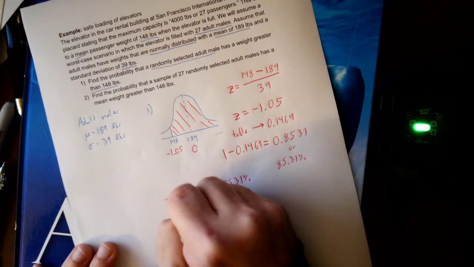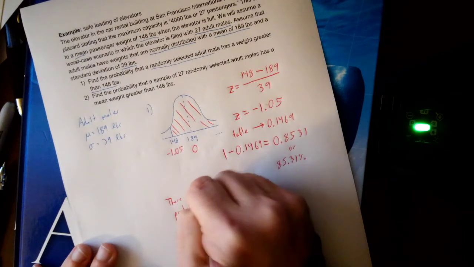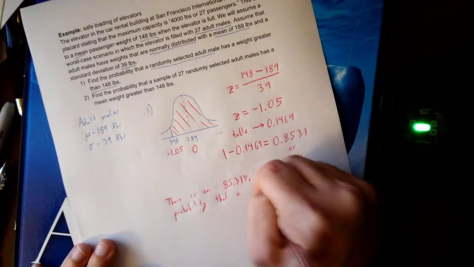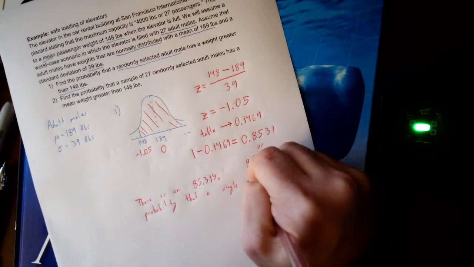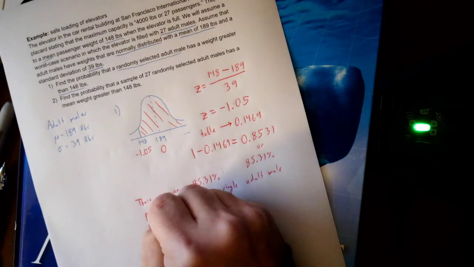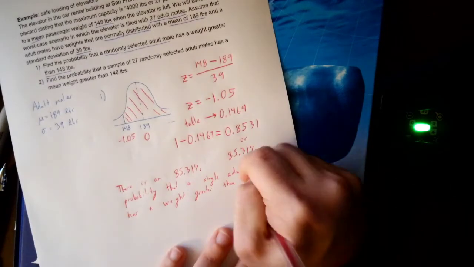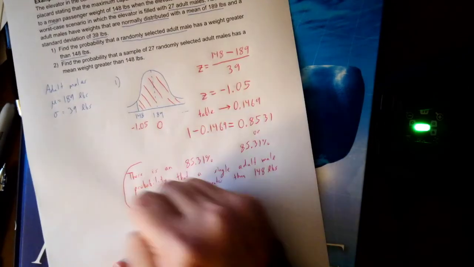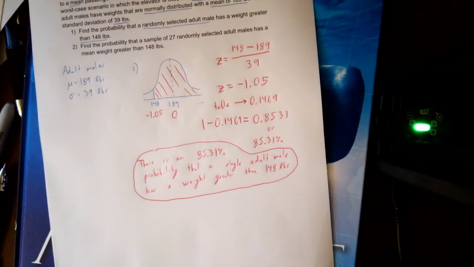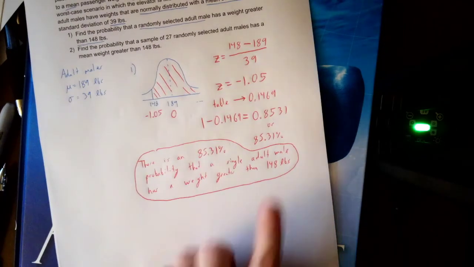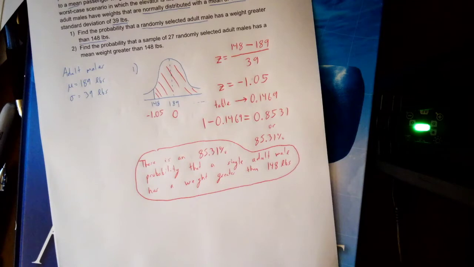So what this first part tells me is there is an 85.31% probability that a single adult male has a weight greater than 148 pounds. That is the answer to the first part, right? Find the probability a randomly selected adult male has a weight greater than 148 pounds. There's an 85.31% probability that a single adult male has a weight greater than 148 pounds. That makes sense, right? The average is 189. You'd expect it to be a decent chance that that person weighs more than that, right? That just makes sense. Now, the second part is going to be different.